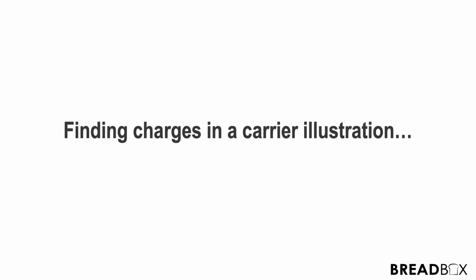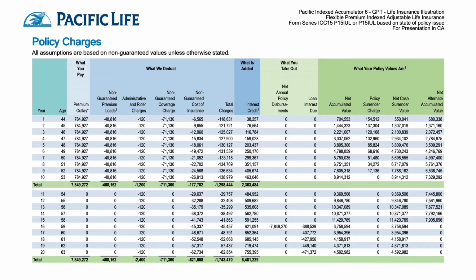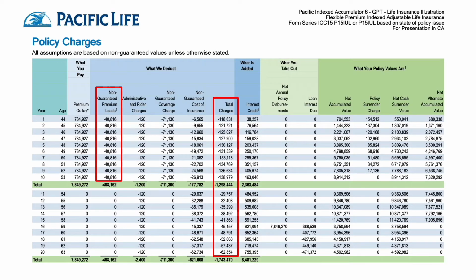So let's talk about how to find the charges in the carrier illustration once it is printed out. So again, we'll go through several different carriers here, just as hypothetical examples. This is an illustration run on Pacific Life's illustration software, and you'd want to page down to the page that is entitled Policy Charges. You see there on the top left-hand corner. In the column entitled Non-Guaranteed Premium Loads, those are the premium load charges. Now, the total charges column also includes those premium load charges. Now, we know in a real world IUL, some of those charges are not fixed. Some of those are variable in nature. But for the sake of the Breadbox report, we are going to call those fixed charges.